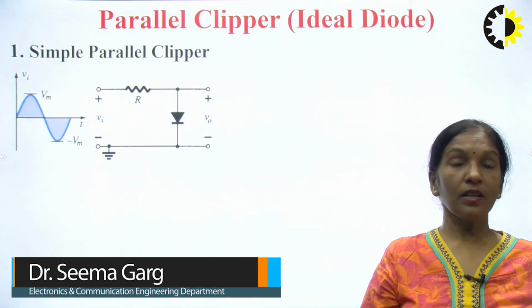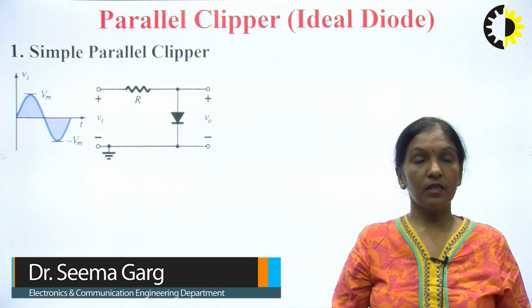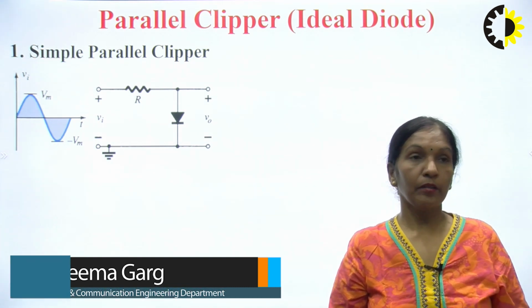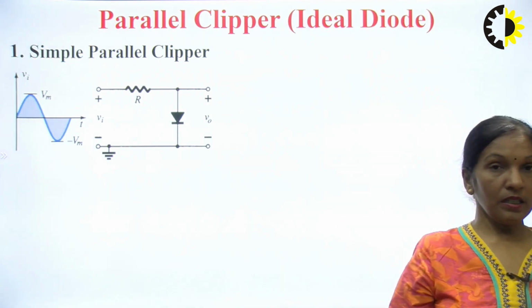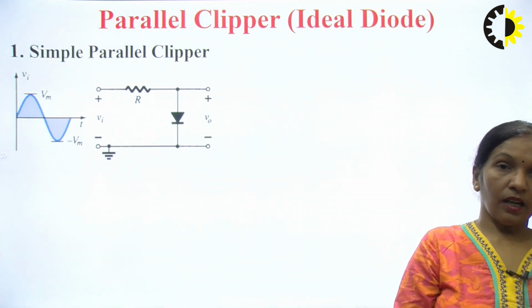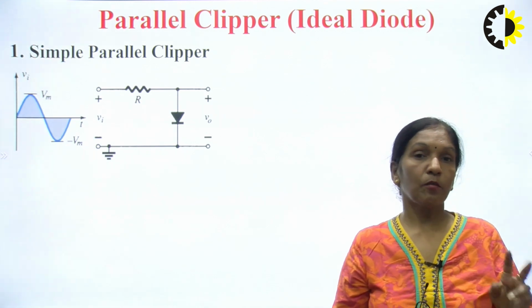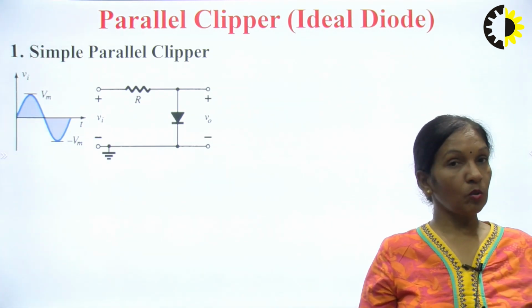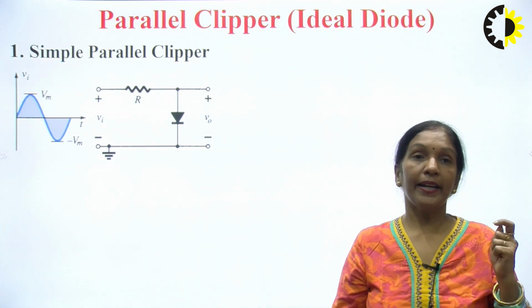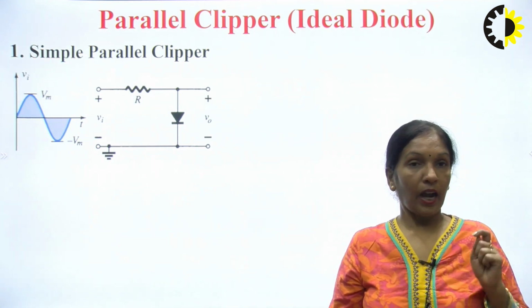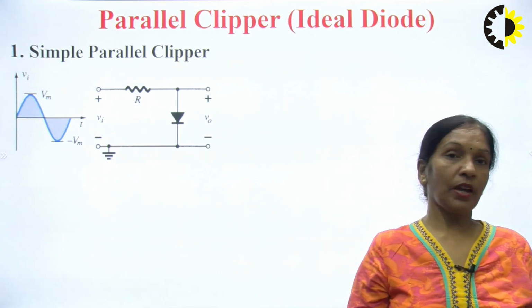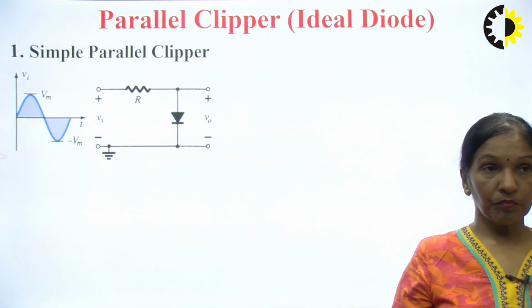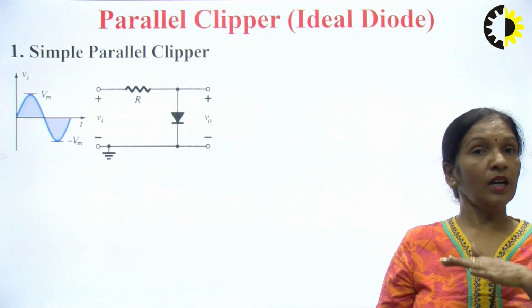In the previous lecture, we discussed the series clipper circuits. Clipper circuits consist of two components, a diode and a resistance. These clippers are categorized broadly into two categories, biased and unbiased clippers. Biased clippers have an additional battery, and unbiased clippers have only two components, the resistance and a diode.